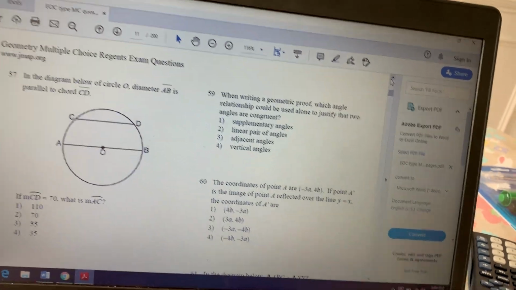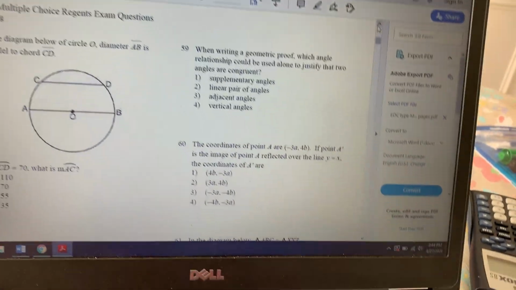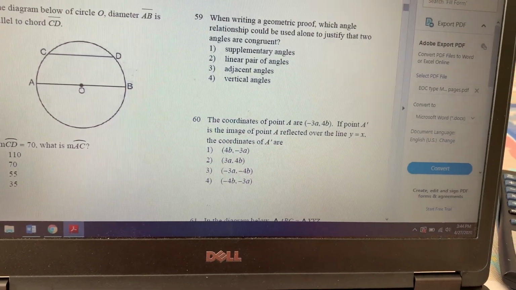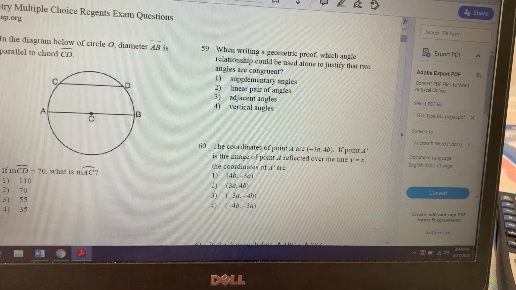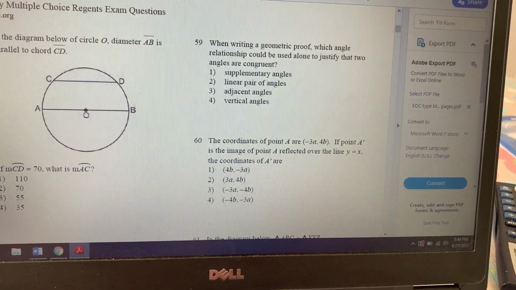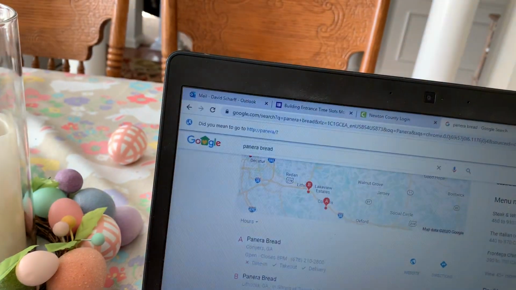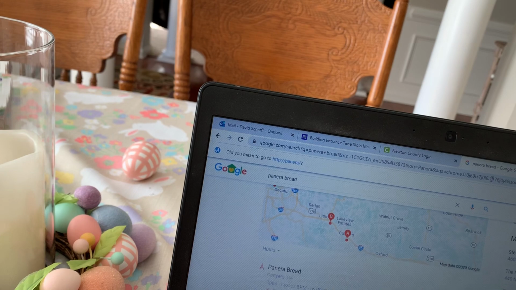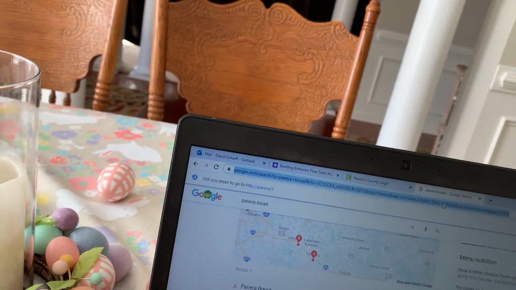All right, the coordinates of point A are -3a, 4b. Point A prime is the image of the point A reflected over the line y equals x. The coordinates of A prime are what? Well, I actually need to go pull this up, even though this wasn't something y'all could use on the test. And again, I don't know what happened to my digital version of the one I gave y'all, so I'm going to have to pull one up online, so y'all give me a second.